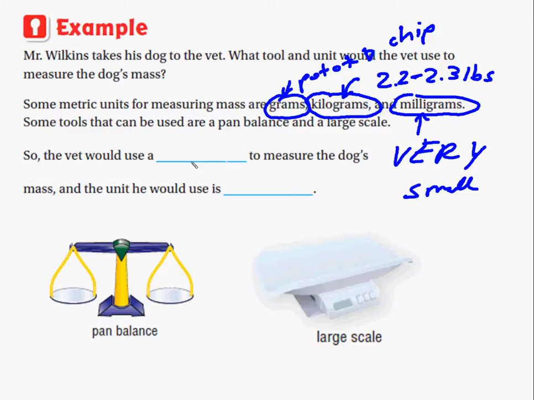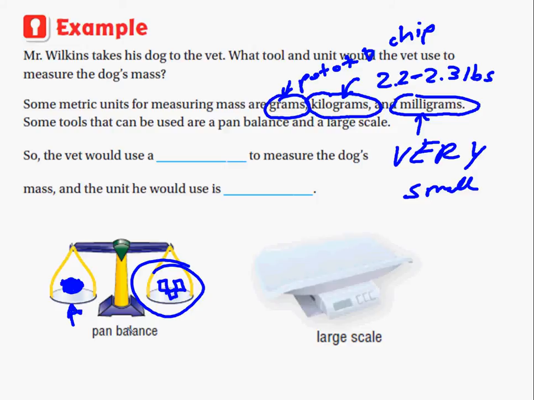Okay? So some tools that can be used to measure mass are a pan balance and a large scale. Now, we've used these pan balances in class. You put your object on here that you want to weigh, and then you put some weights on here, and you just keep putting it on there until these are balanced, and then you count up these weights, and that's how much this weighs.